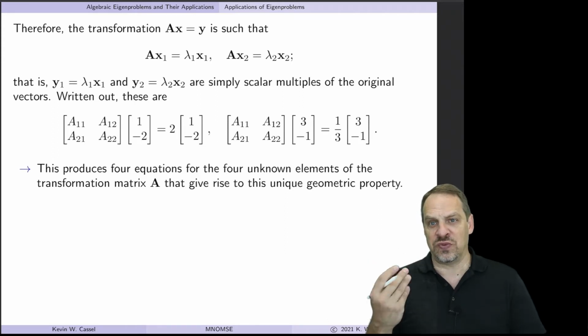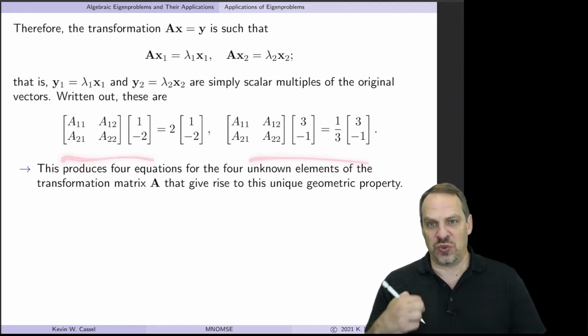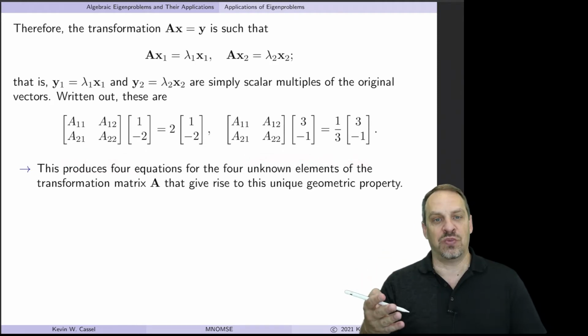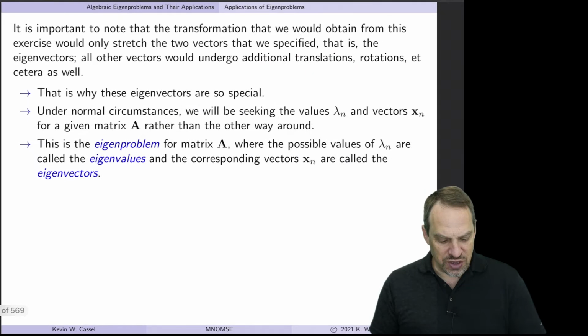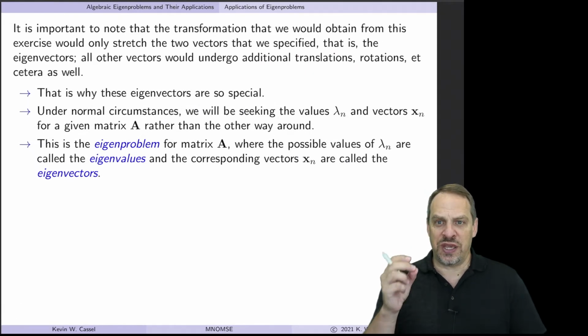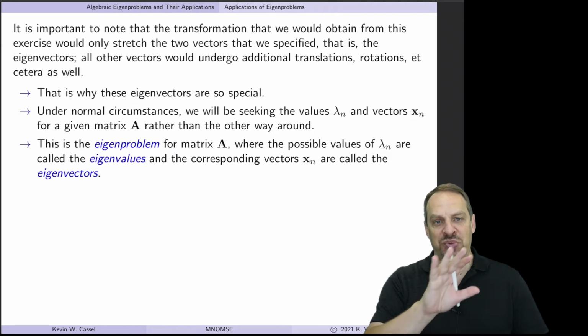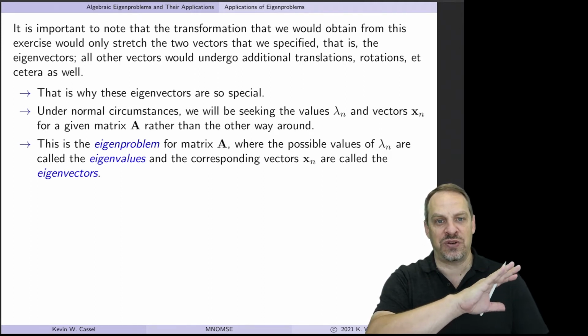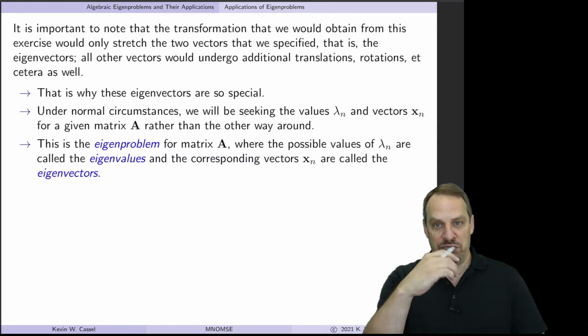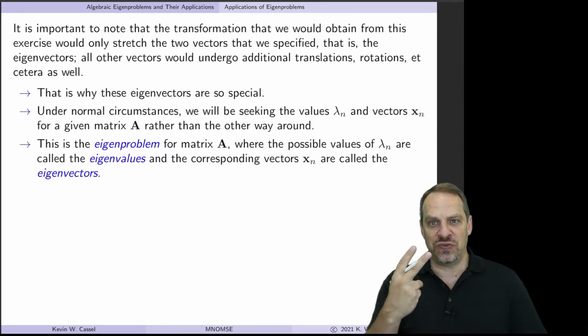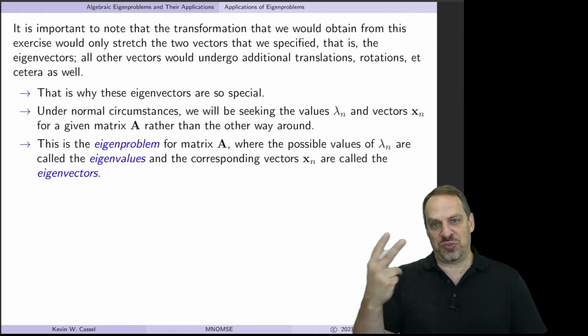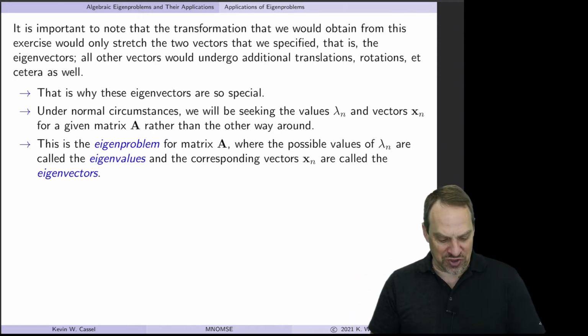So we have 4 equations for 4 unknowns between these 2 systems. So we can solve for a unique solution for A11, A12, A21, and A22, and get the matrix that does this transformation, that has this special property. Now that is special because if you take any other vector with the same A matrix, and you say A times X, it will not produce the original X. It will produce another vector that's been, again, translated, rotated, maybe stretched, but not just stretched. So these 2 vectors are very special with respect to this matrix A in that geometric sense.